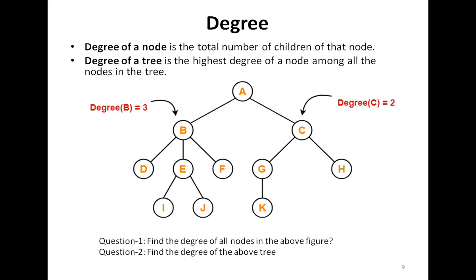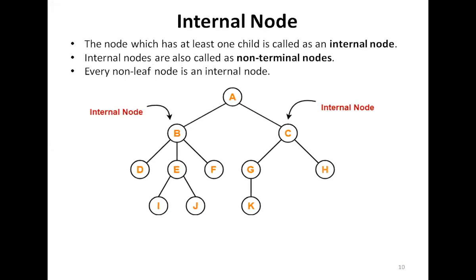The next is internal node. So the node which has at least one child is known as an internal node. If any node has even one child node, it is called an internal node. And if there is no child node, then that is not an internal node. And internal nodes are also known as non-terminal nodes, and also known as non-leaf nodes.